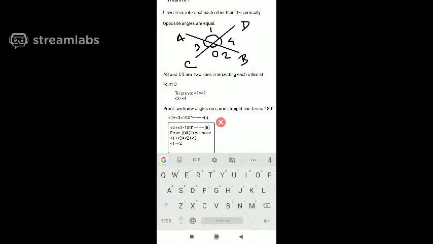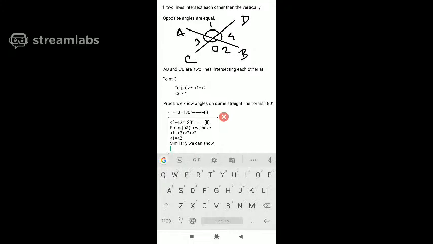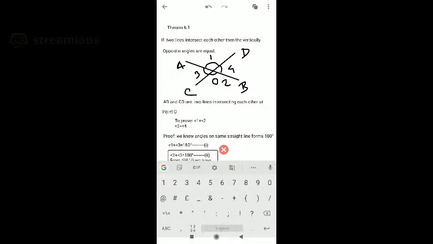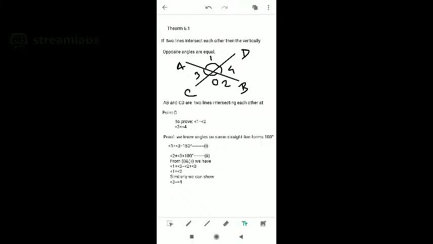Now similarly we can show that angle 3 is also equal to angle 4. So this is the proof of the theorem. You can write this one. For 1 minute I am holding before doing the next one.